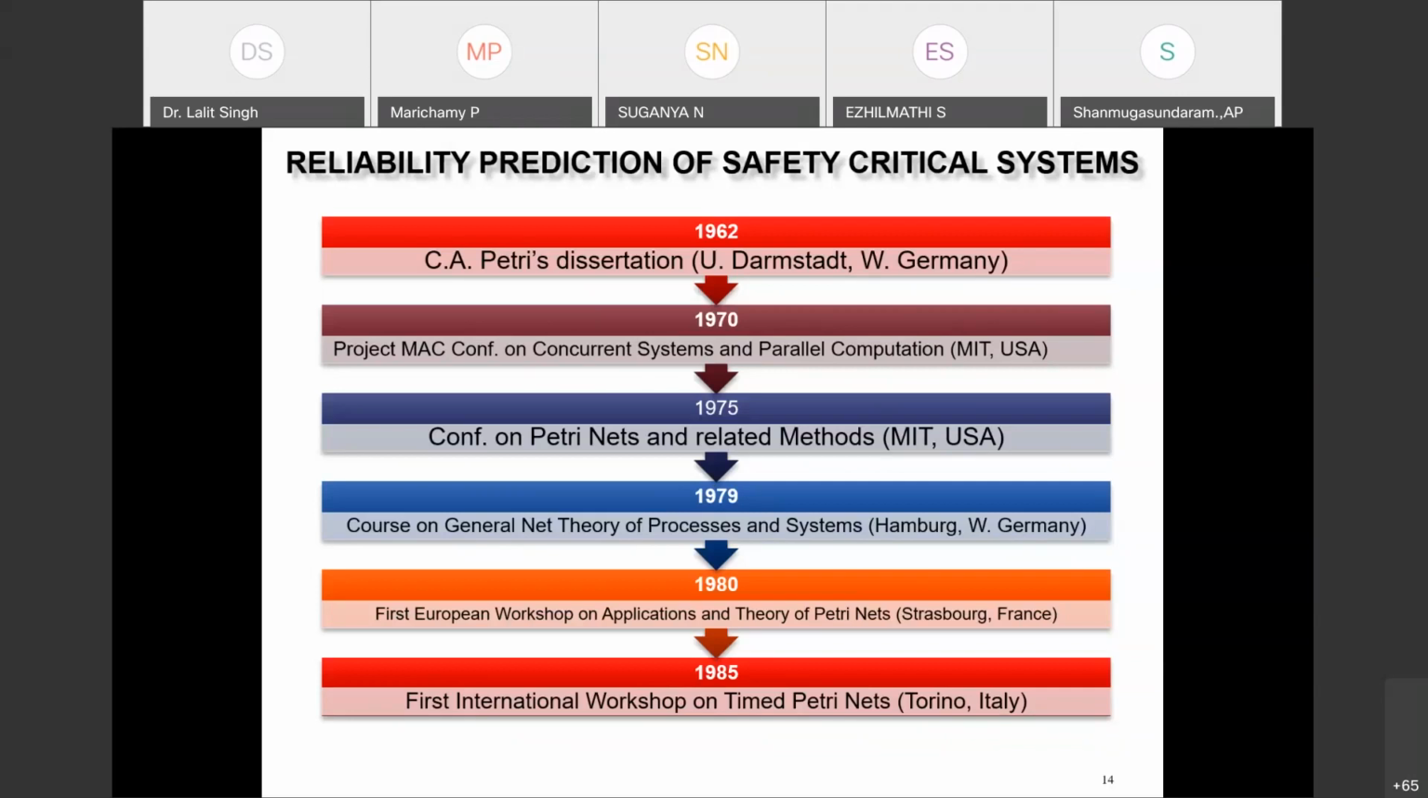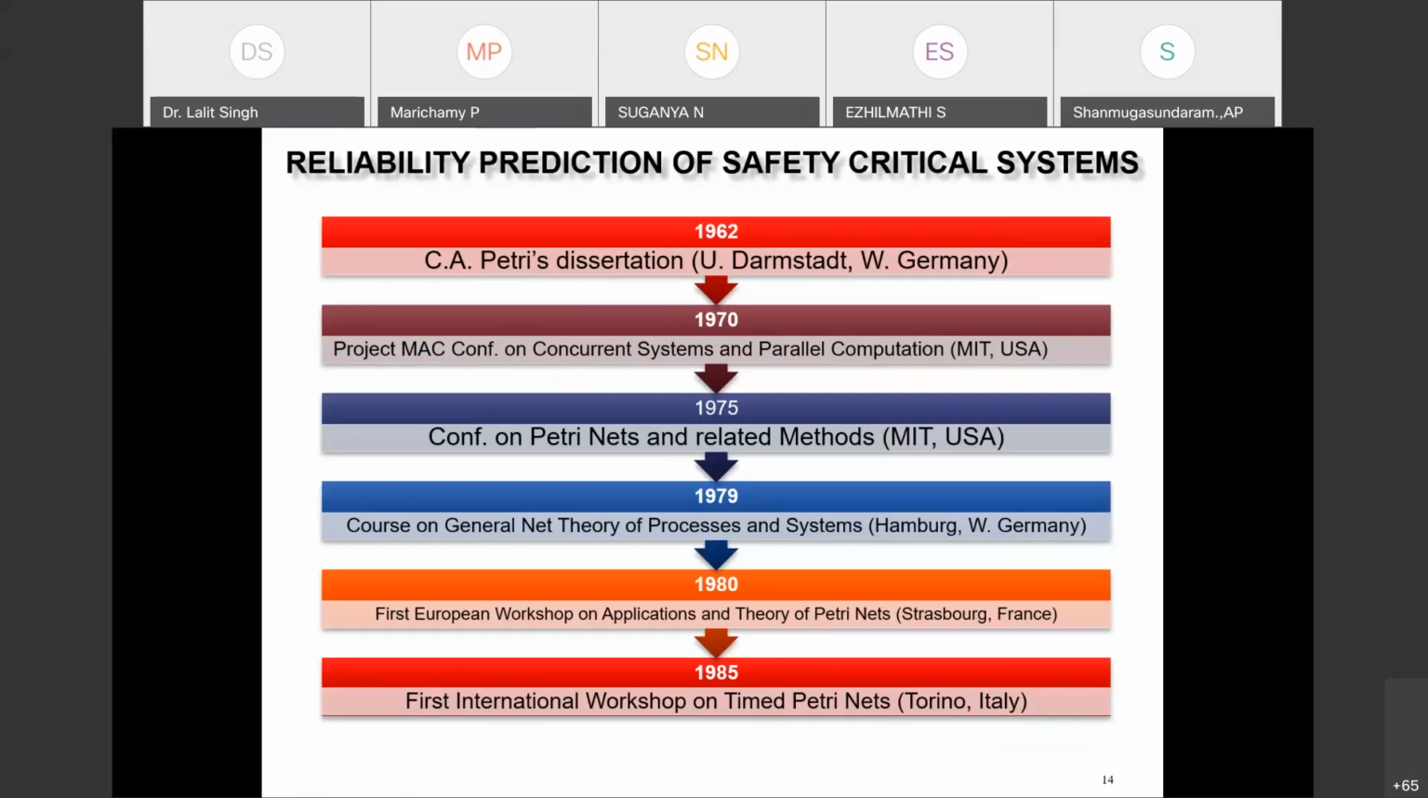And then various flavors of Petri nets started coming up, because people were interested, for example, in real-time systems, where the timing information and the response time play a very important role. For that, the timed Petri net, where we can embed the timing information, was introduced. And there are so many other flavors of Petri nets that have been introduced. But in 1985, Italy conducted the first international workshop on timed Petri nets.